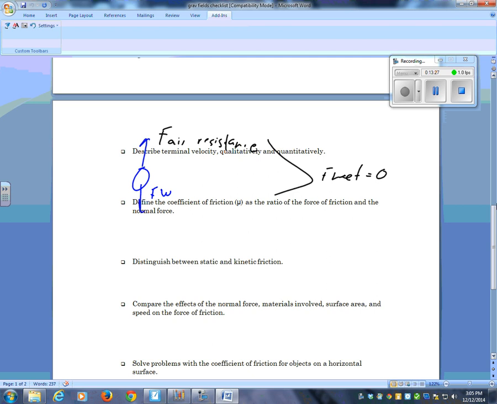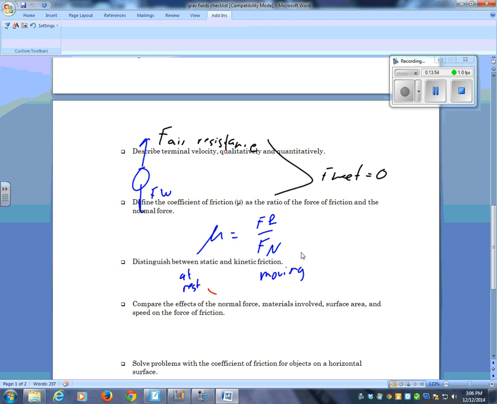Did we define the coefficient of friction as the ratio of the force of friction and the normal force? Did I give you the formula Ff over Fn? You betcha I did. Did I distinguish between static and kinetic friction? I just talked about that today. Static is at rest, kinetic is in motion.